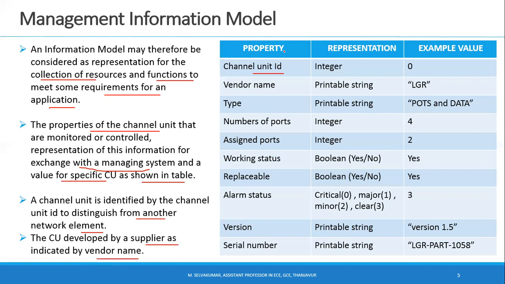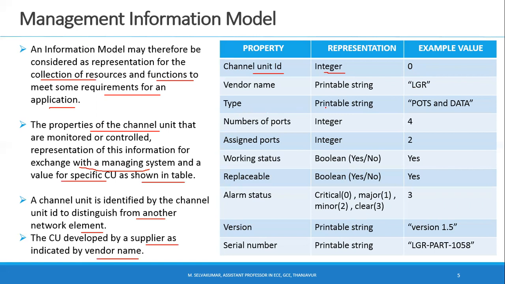So here the property name of the managed object is channel unit ID. The representation of the channel unit ID is integer. In the C language, we use integer, int, for representing numerical values, for the object name and variable name. So the value specifies the particular network element, and the vendor name is the name of the network element, that is a printable string. Compared to the C language, it will be mentioned as the variable character, char.